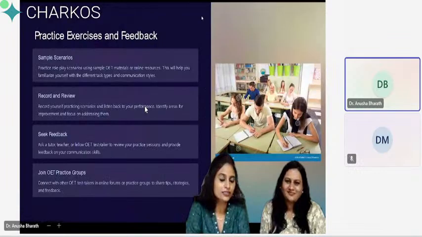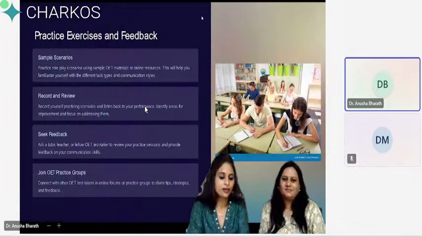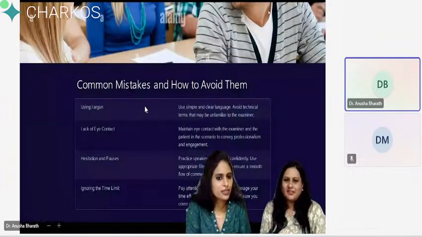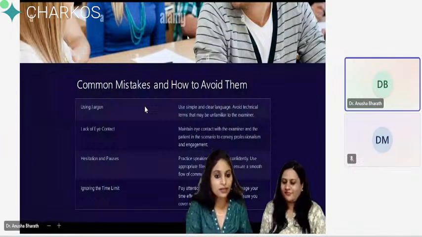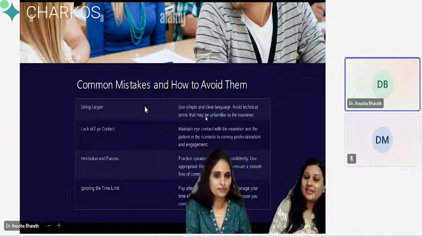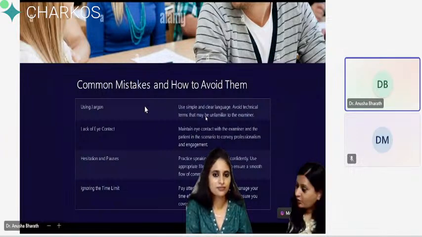Goal-oriented preparations are very crucial to clear OET in your first attempt. Be consistent with your practice, and in no time you'll be able to clear your exam in the first attempt. Well, these are the common mistakes that you should avoid.